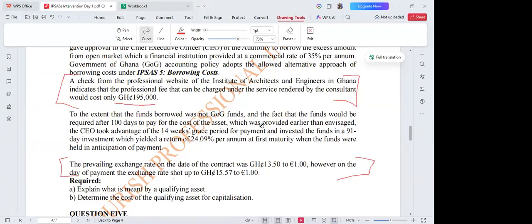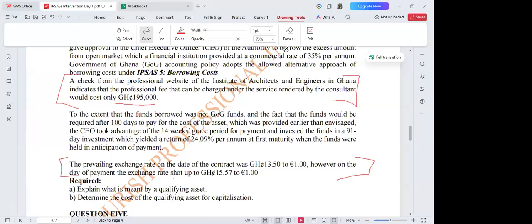As at the date of the contract, it means that they agree that as at that time the amount was 13 cedis, 50 pesos per euro. So if you are paying and the amount has risen, then that difference should be accounted for as exchange loss, not to be added to the cost, because you've already agreed to pay it at 13 cedis, 50 pesos per euro. So that's what I think.